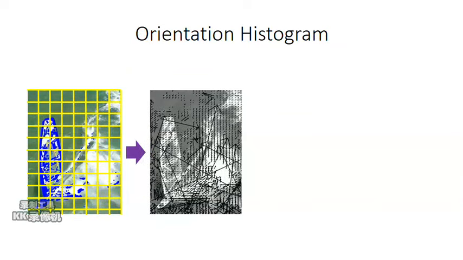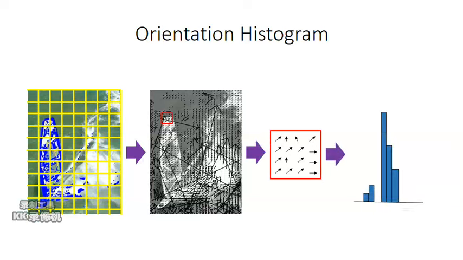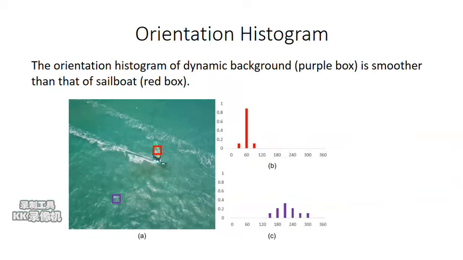First, we divide each frame into multiple equal-sized grids. Second, we perform KLT on the pixels uniformly and densely for optical flow estimation. For each grid, an orientation histogram with 12 beams is formed. Each beam covers 30 degrees. Here in this image, it shows that the orientation histogram of dynamic background, indicated in the purple box, is smoother than that of a sailboat, indicated in the red box.